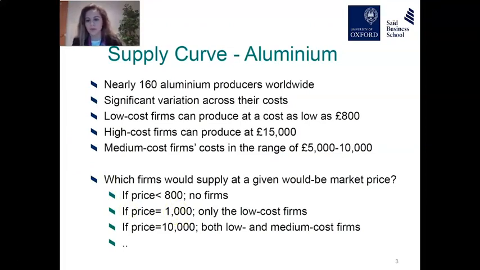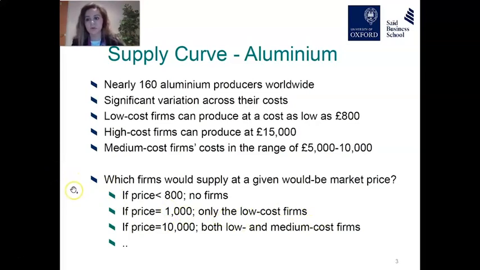Now let's look at it again. At the price of 1,000, which firms will be willing to supply? If you look at the cost information here, we realize that at the price of 1,000, the low-cost firms might actually be willing to supply. And it's only them who will be willing to supply at that price point. So at the price of 1,000, the total quantity supplied in this market is the total quantity supplied by low-cost firms.